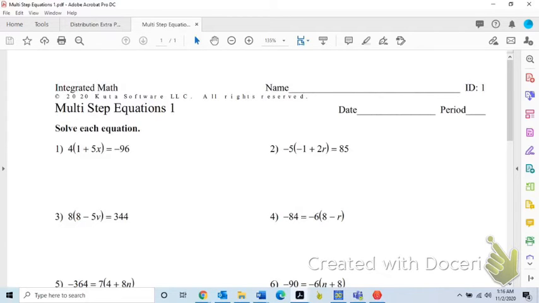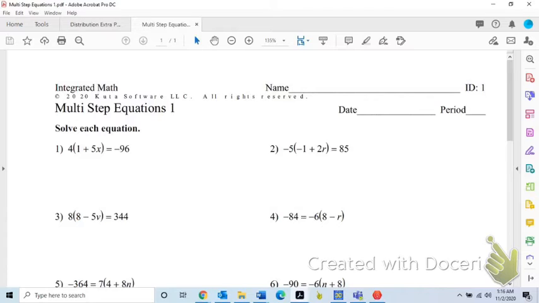So just hit the pause button, wait a couple minutes, 2-3 minutes should be fine. Give everybody a chance to do number three, and then hit play. And that'll just repeat 3, 4, 5, 6, 7, 8, and so on, and so forth. So go ahead and hit pause.